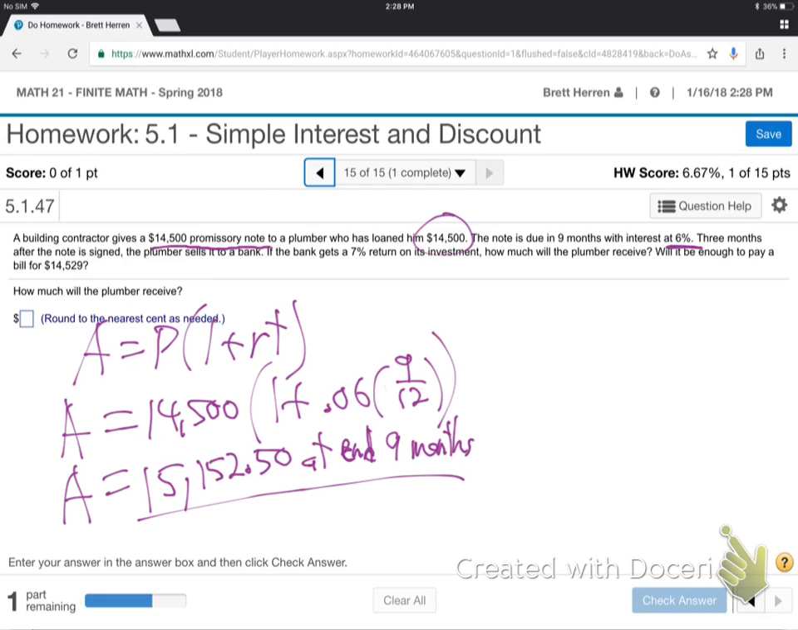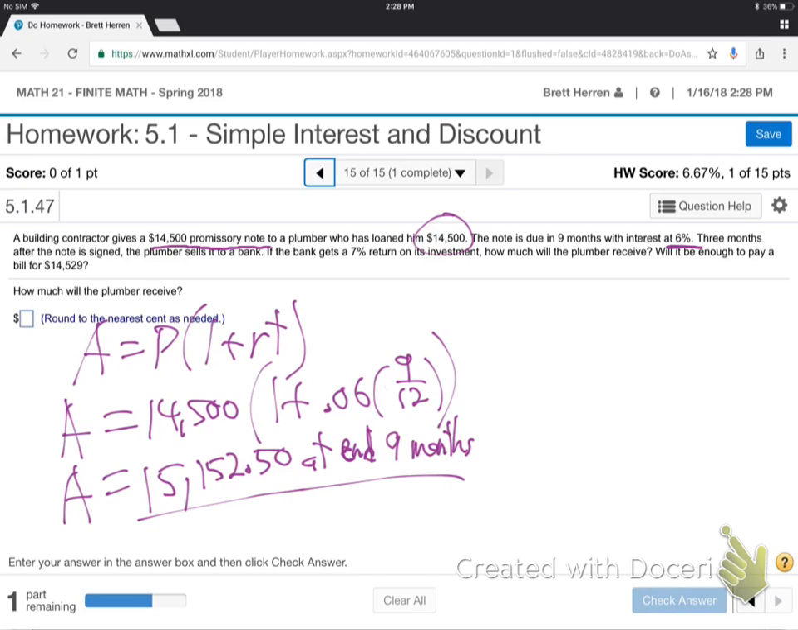Well, banks are in business to make money, right? Banks aren't in business to just hand out money. So the bank officers will think the following way. They will think, all right, yeah, we'll take your note, but we will only pay you an amount so that at the end of the time, we're going to get $15,000. That's what the bank's going to be paid at the end of the time, right? The $15,152.50. That's what the building contractor is going to pay at the end of the 9 months, which is 6 months from the time the note's handed to the bank.